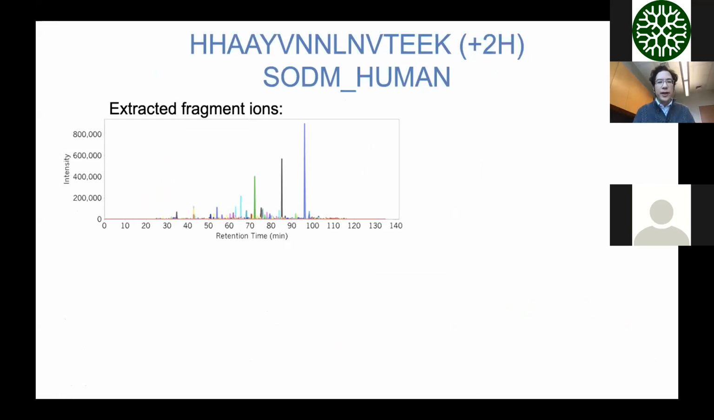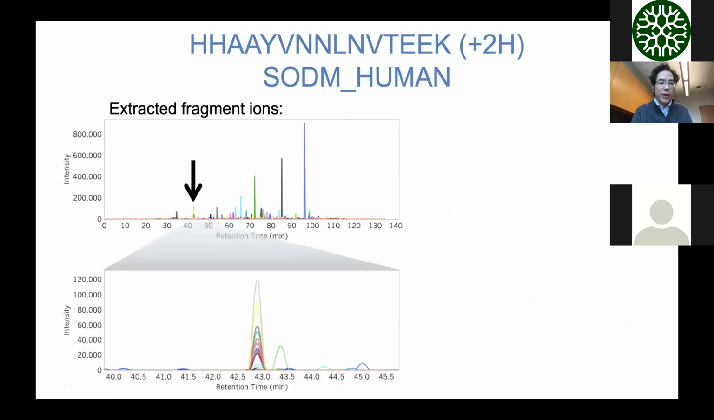So for example, this is a particular peptide that I'd be interested in from superoxide dismutase in a normal sort of human sample. And if I were to extract out all the fragment ions, this would be all of the B and Y ions that I could associate with this peptide, HHAA, etc. I would see lots of different signals across the entire time domain. And it's kind of hard to pick out which is the right signal to be looking at.